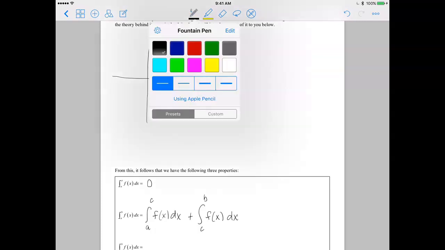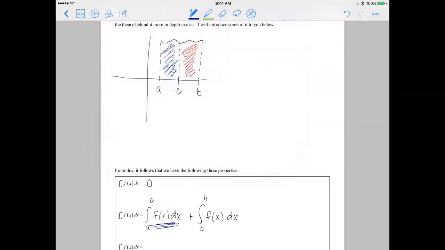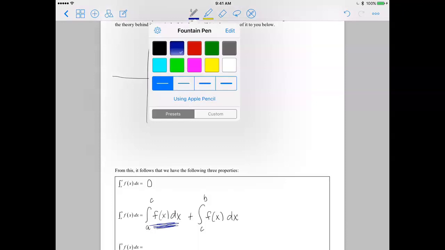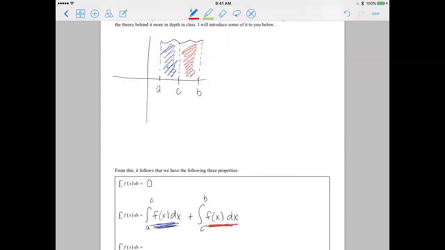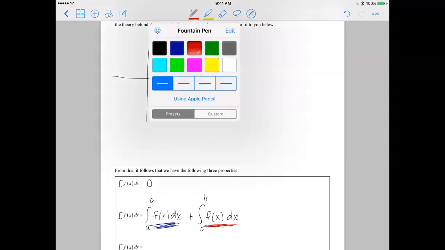And so this one is represented by the blue up there, and the second term in this addition is represented by the red area up there. And so I can split that into two integrals by taking some point in the middle of a and b.